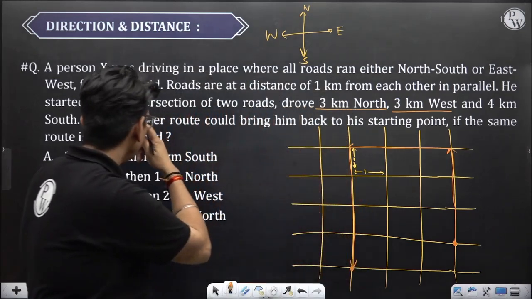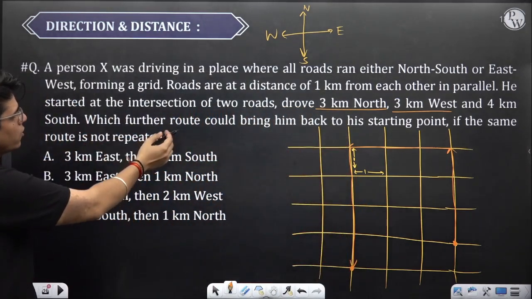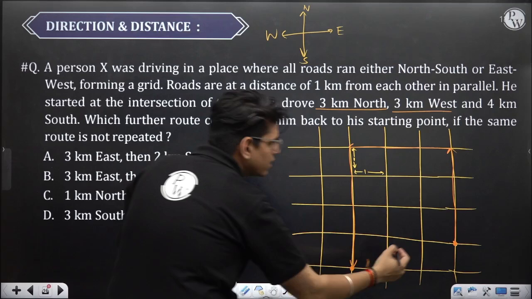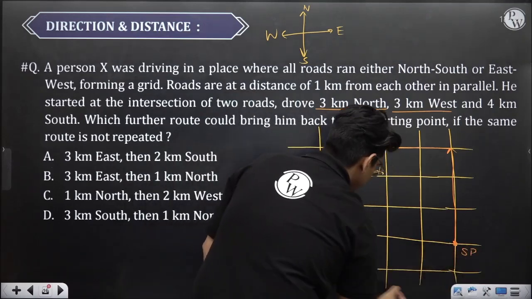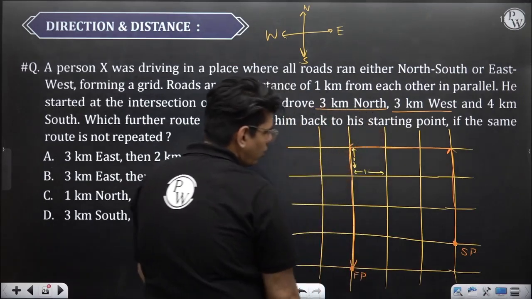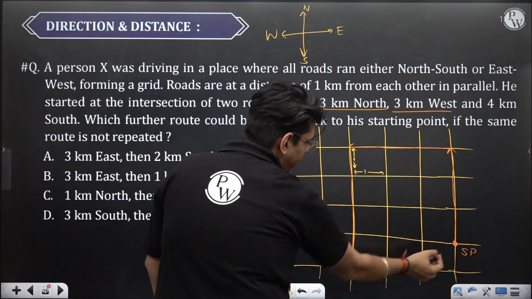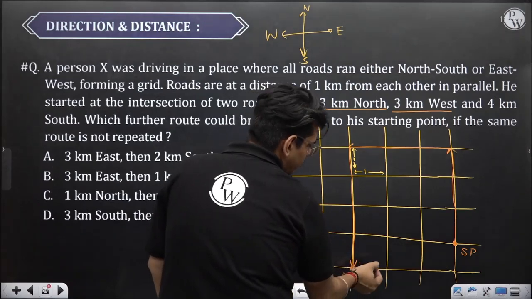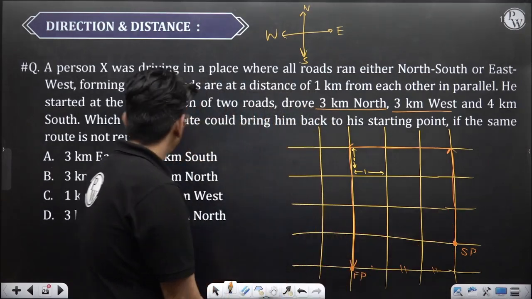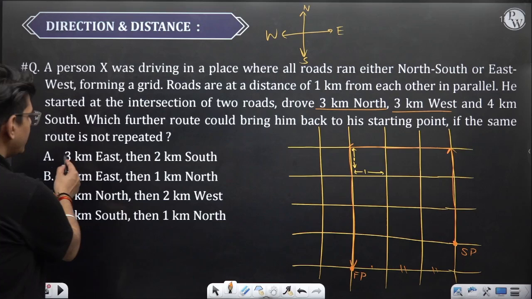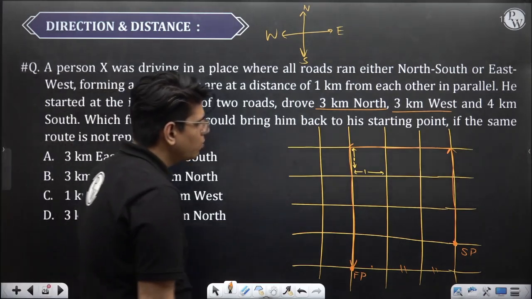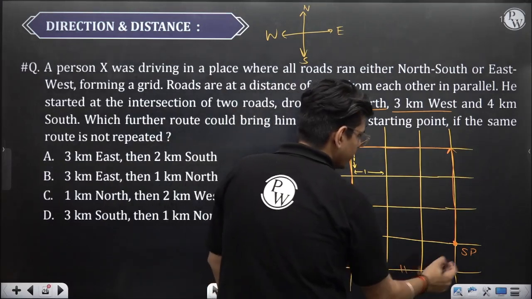Which further route could bring him back to his starting point? So this is the starting point and this is the final point, right? So now from the final point to the starting point, he has to go 3 places, right? And 1 north. So see, 3 kilometers east and then 2 kilometers south. No, we need to move what?